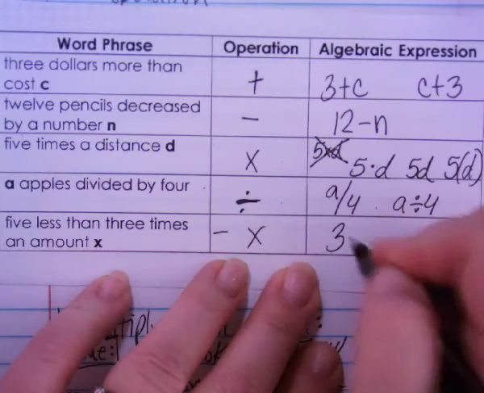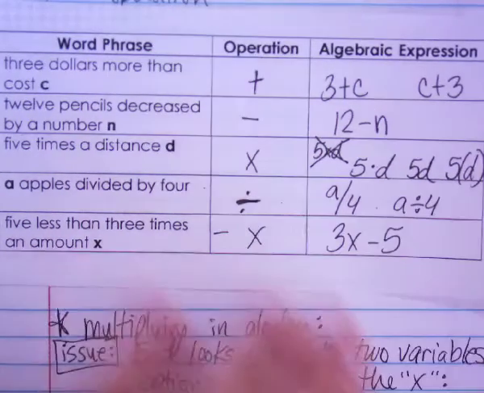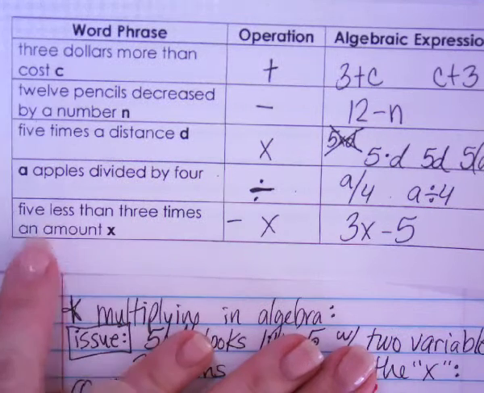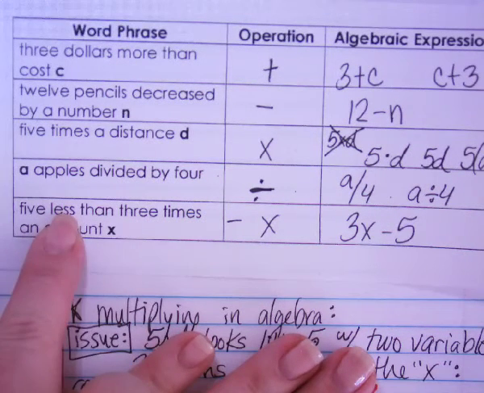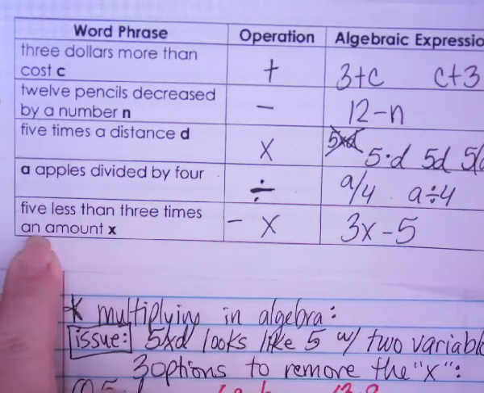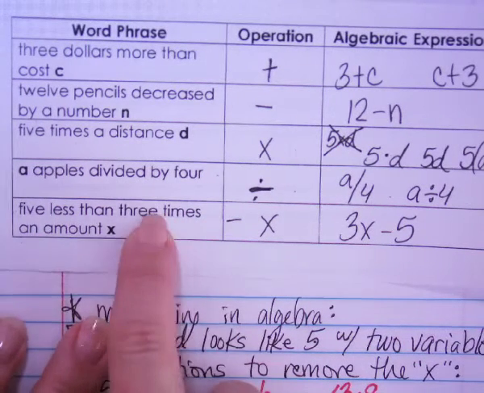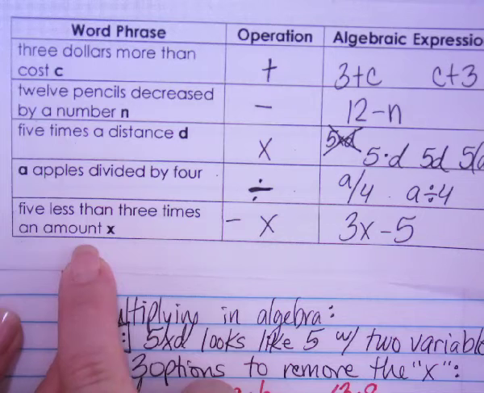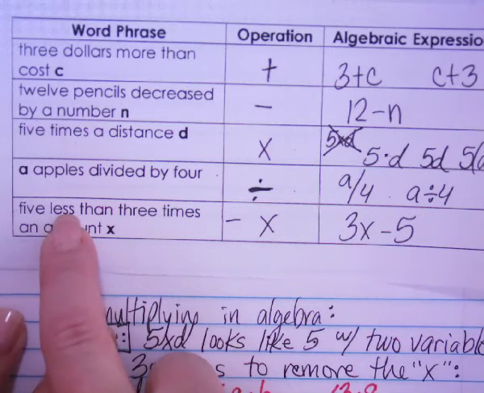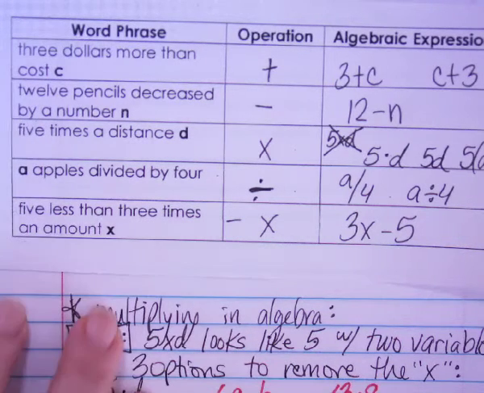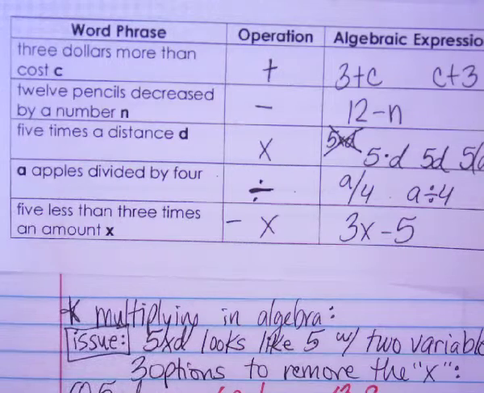Wait. Does 3x go first? Look at what it says: 5 less than 3 times an amount. And then the 3 has to go before these. Right. So we're going to take 3 times an amount. That's our total. And we're going to take 5 away from it. 5 less than 3 times x.